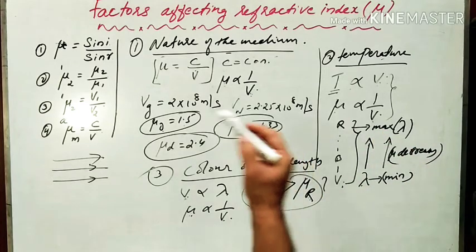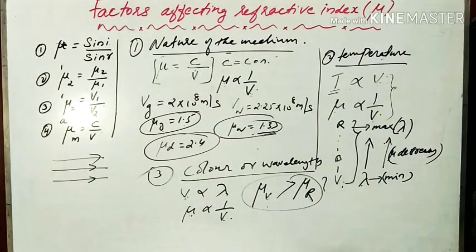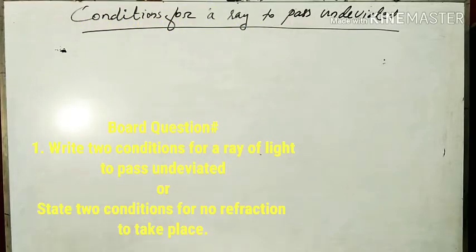So these are the 3 factors: nature of the medium, temperature, and color or wavelength. These are the 3 factors affecting the refractive index of a medium. Clear? Now we are going to discuss an important board question.